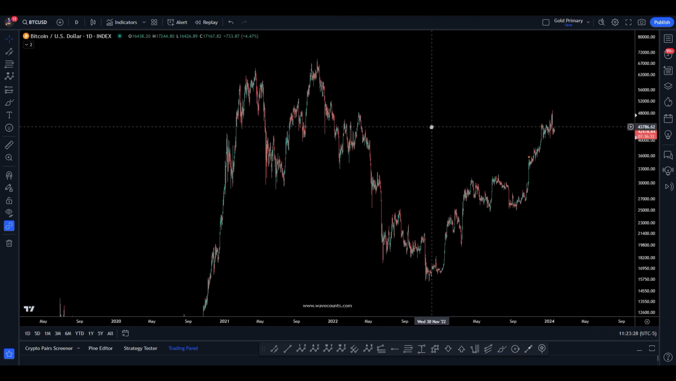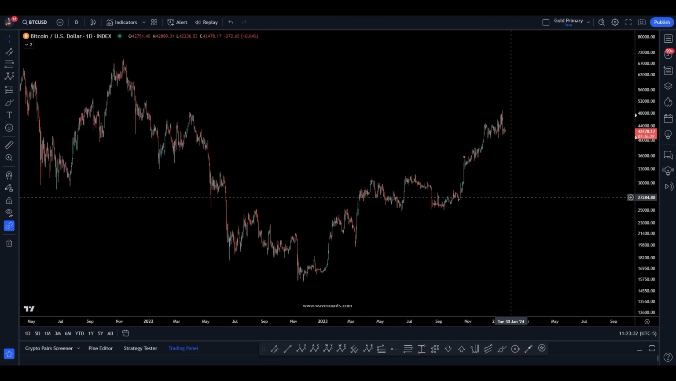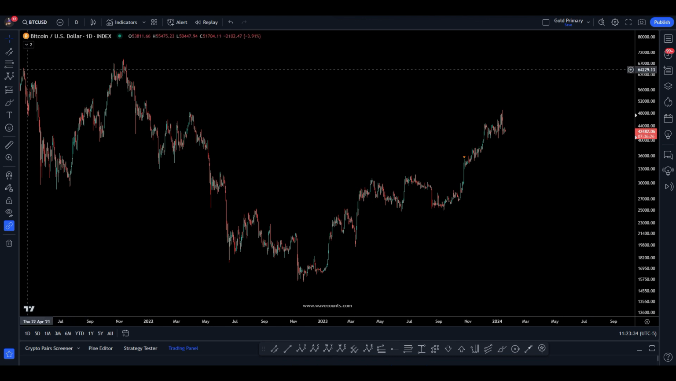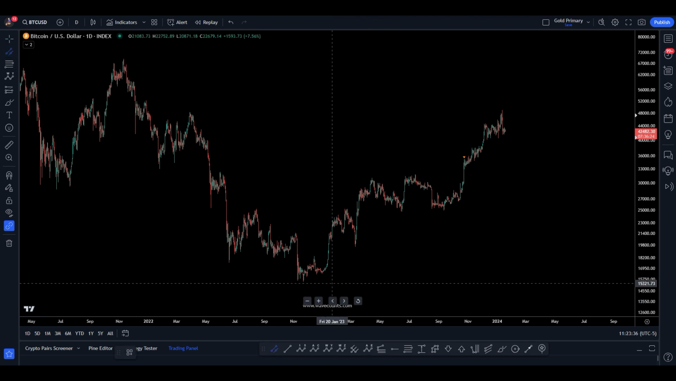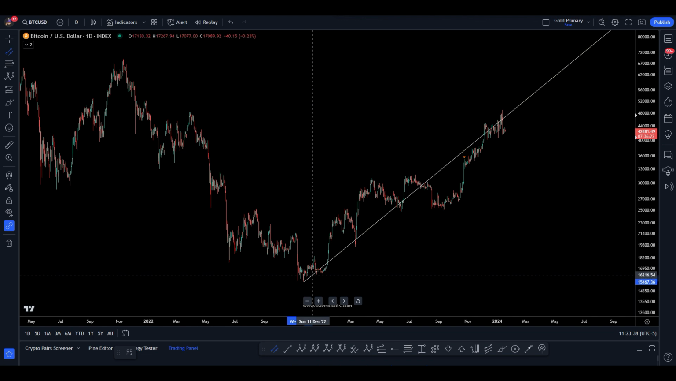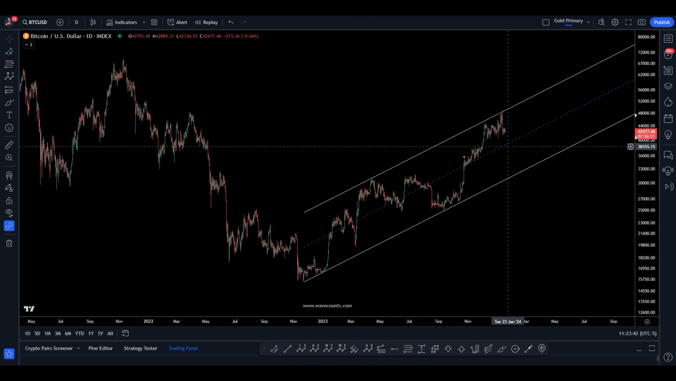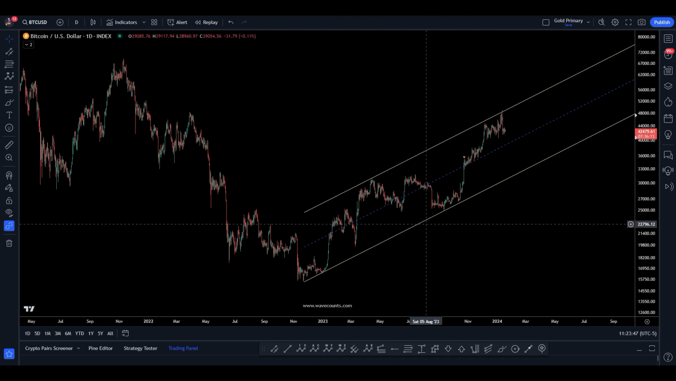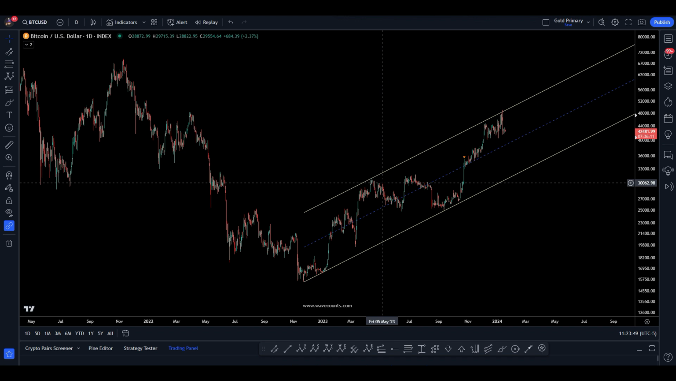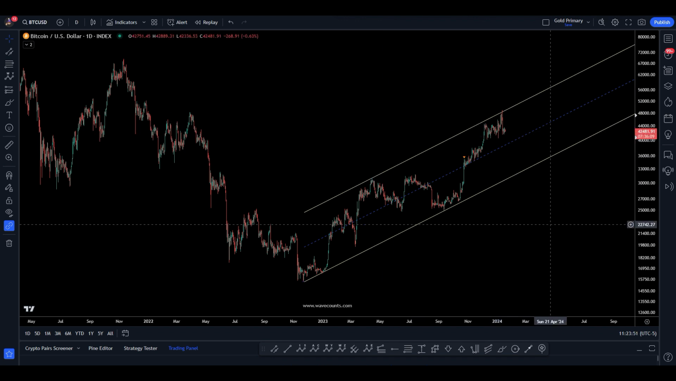Pretty sure this is channeled, like ran hard into that channel. Let's see what we got here. Boom. Smack dab right into that channel. Whew. It's quite the reaction there. 3-wave moves, by the way, are contained by parallel lines. That's why I bring that up.